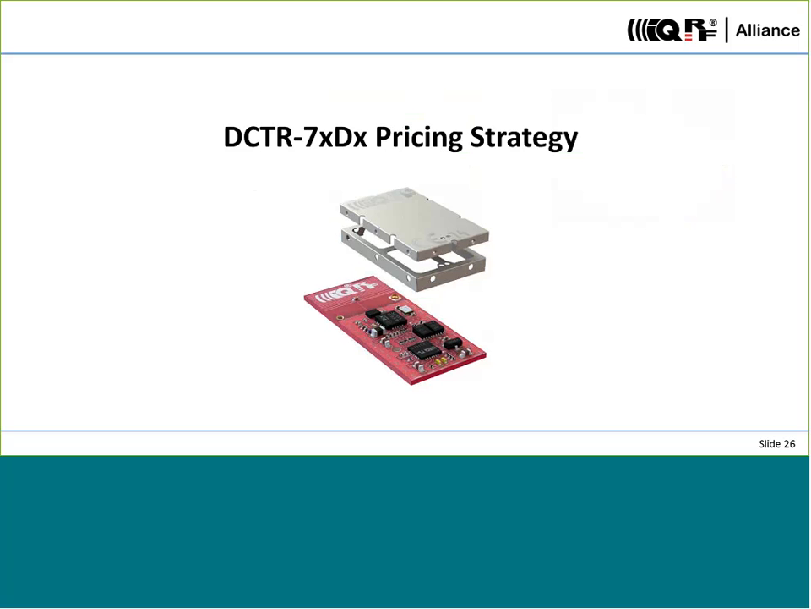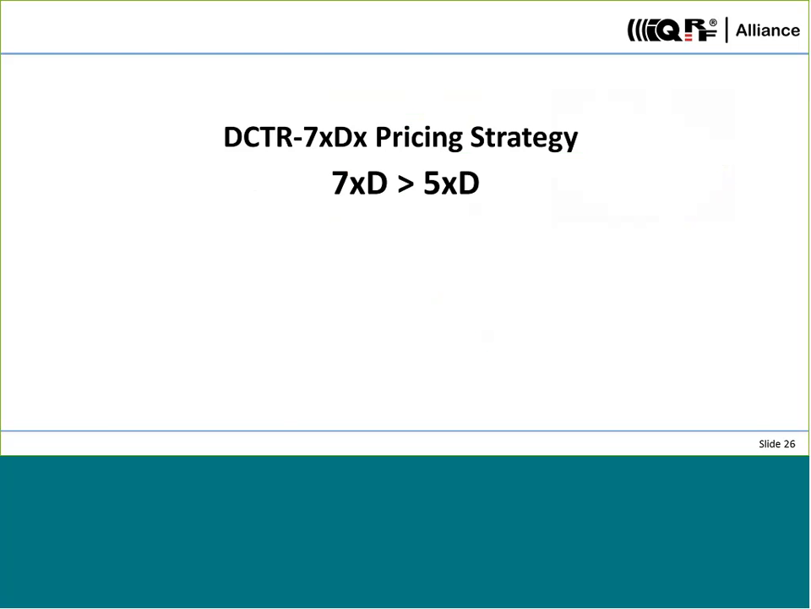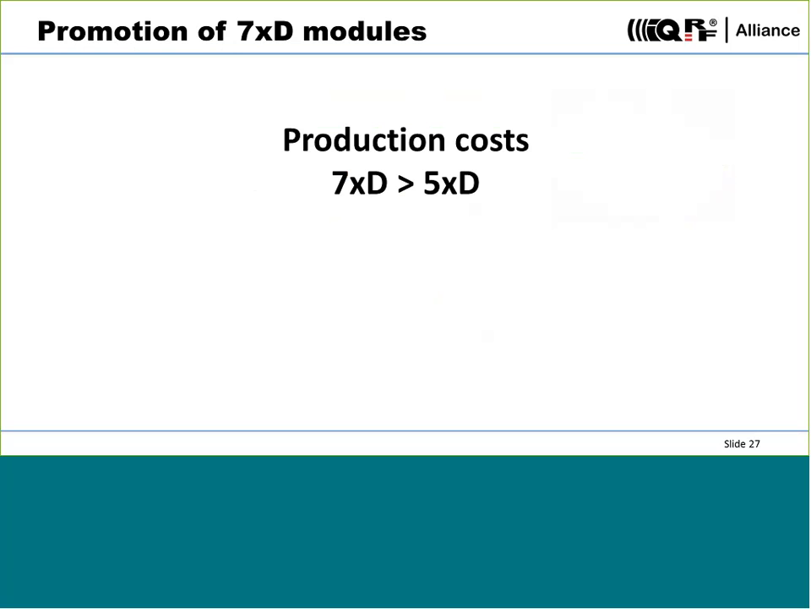Regarding the pricing, I think this is something very important as well, and something you might be interested in. Frankly speaking, our production cost of the 70 series, the red modules, is higher than the 50 modules. But on the other side, we believe that 70 modules are the future of IQRF, and we want to promote them. So we decided that the price of the 70 series will be lower than the 50 series. So you also have an economic reason to switch from 50 to 70.